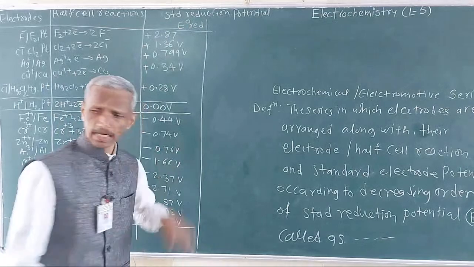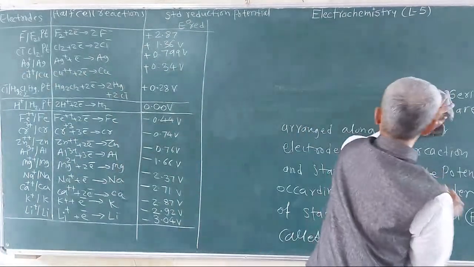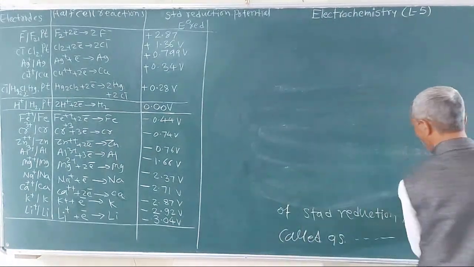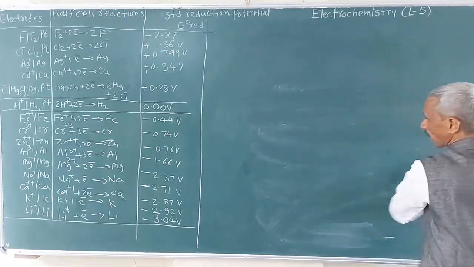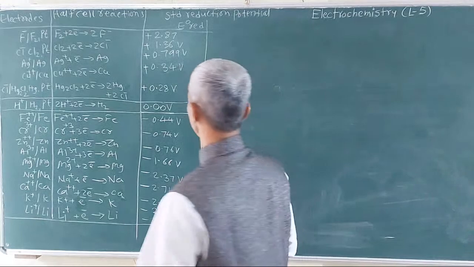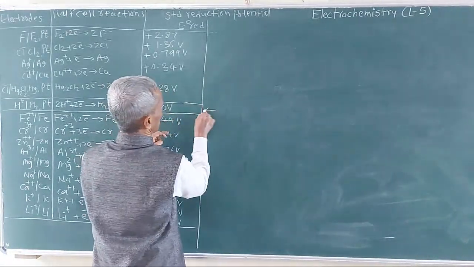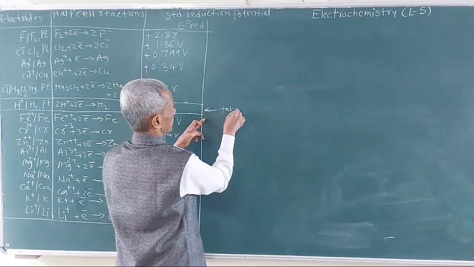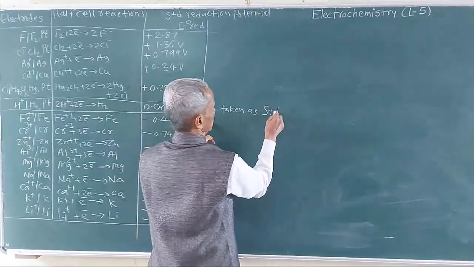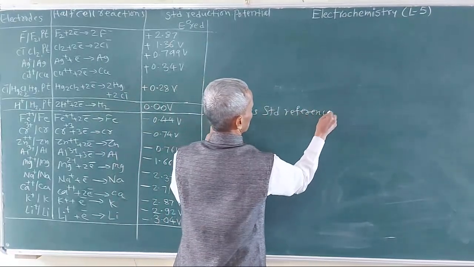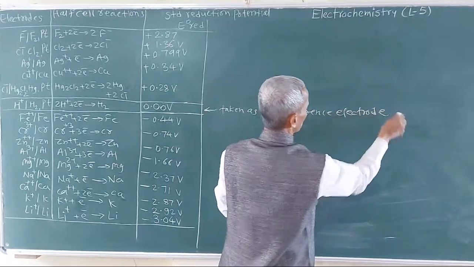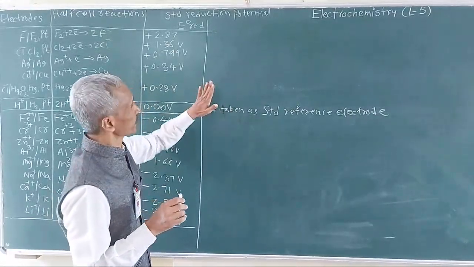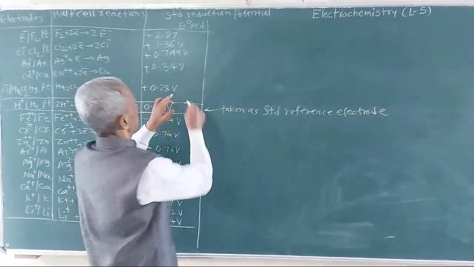So here consider further. This is the electrode series in which electrodes are arranged according to their decreasing order of standard reduction potential. Now here the hydrogen electrode is taken as the standard reference electrode and given a value of 0 volts. And we compare with this hydrogen electrode, they have different values, and it is given here.